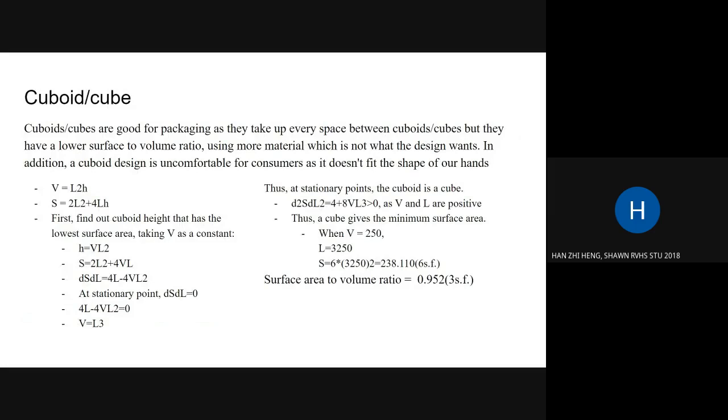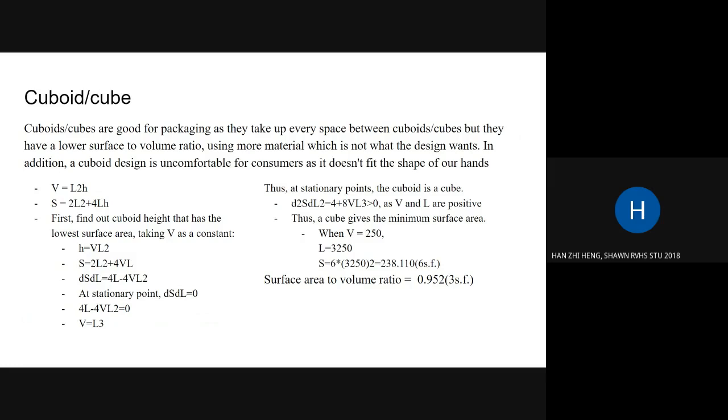Next, we considered cuboids. By taking volume as a constant, we found the surface area in terms of its length and volume. Then, we differentiated the surface area with respect to the length. We then considered the stationary point and found that the cuboid is a cube at the minimum points. The stationary point is the minimum as the second derivative always gives a positive result, as seen here.